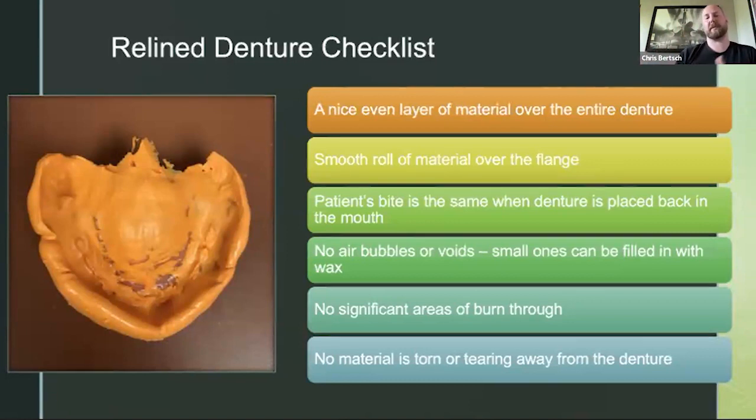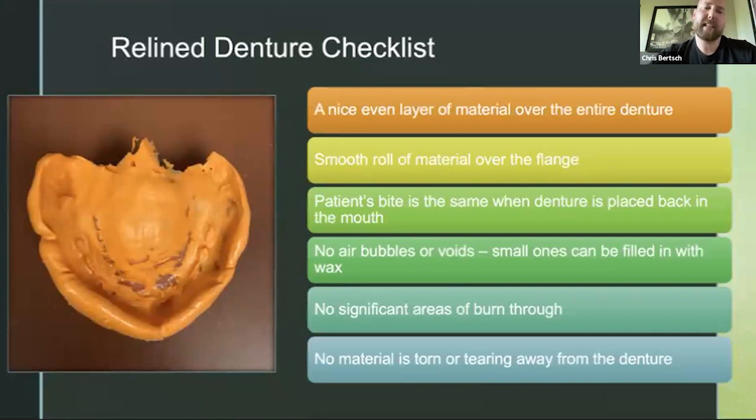So once it's relined, put it back in the patient's mouth, check the bite, check that it feels normal to them as far as that goes. You want no air bubbles or voids. Small little ones I sometimes will fill with wax, depending on where they are. But no significant areas of burn through. We don't want the whole thing burned through, because that just won't work. And obviously no material torn or tearing away. And then after that, we trim it up and then get ready to scan.